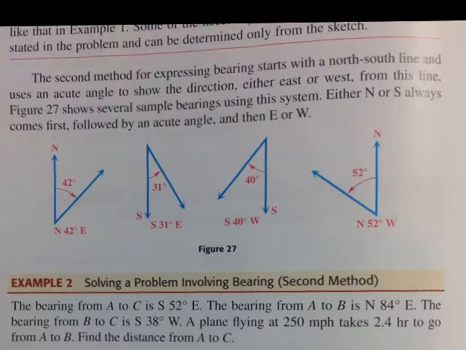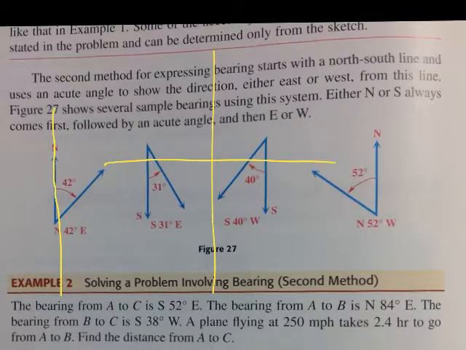A second method for expressing bearing has to do with the north-south line. So I'm going to use this as my north-south line. It's always up and down. And what we do is we always use an acute angle to show direction. So in the other one, I had my north-south line and my east-west line, and I started at north, and I could have an angle anywhere around here. So let's say I said it was 230 degrees. Well, that would be 230 degrees.